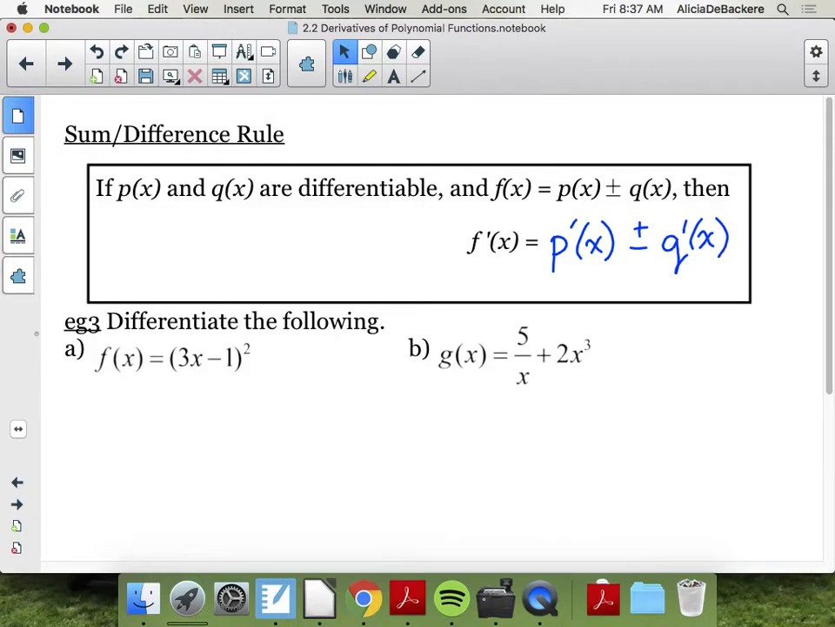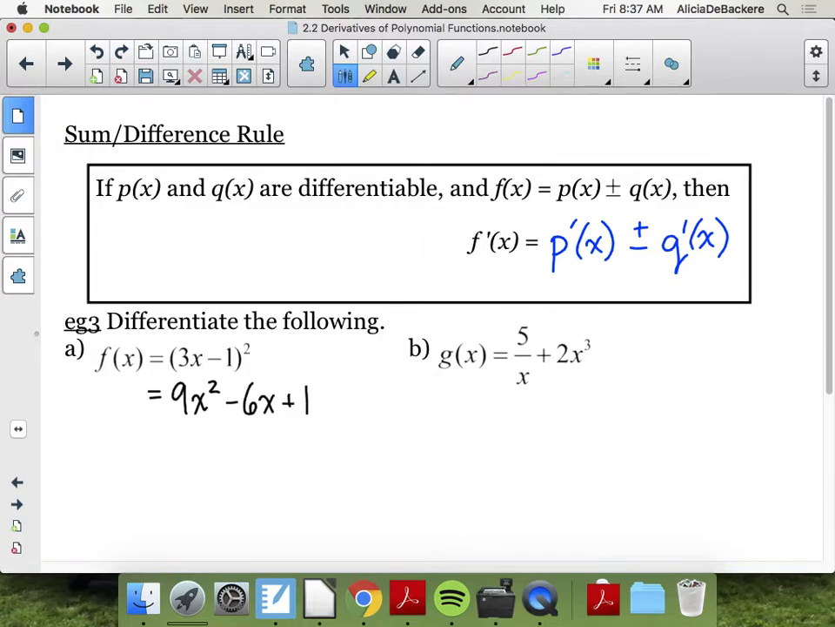The first one, I don't have two functions being added or two functions being subtracted. I actually have two functions being multiplied. So I'm going to expand this out so it becomes a subtraction or addition statement. So just foiling out these two brackets, I'm going to get 9x squared, then I'm going to get negative 3x minus another 3x, so negative 6x, and plus 1. So just writing my function in a different way makes it a little bit easier for me to take the derivative.